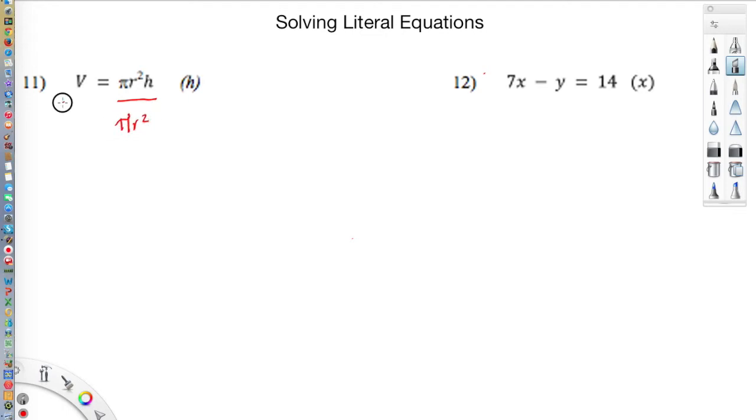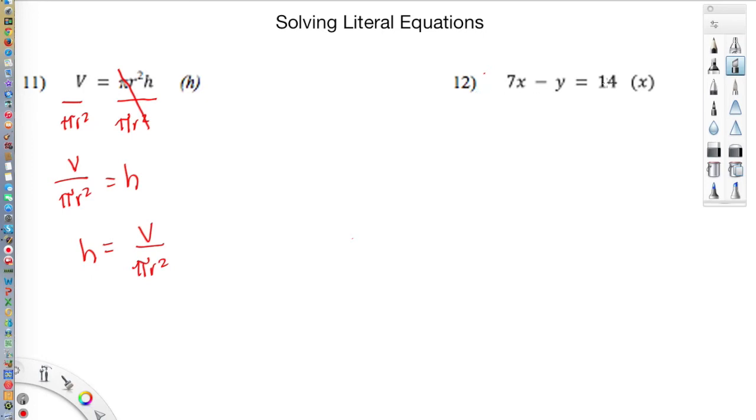And what I do to one side, I need to do to the other. So I have to divide this side by pi r squared. The pi r squared is a factor of both the numerator and the denominator here, so they factor each other out, and I'm left with h is equal to this side of the equation, which is v divided by pi r squared. And I can flip this around and say h is equal to volume divided by pi r squared. And I'm done. What looked kind of scary and intimidating was actually one of the easiest ones.